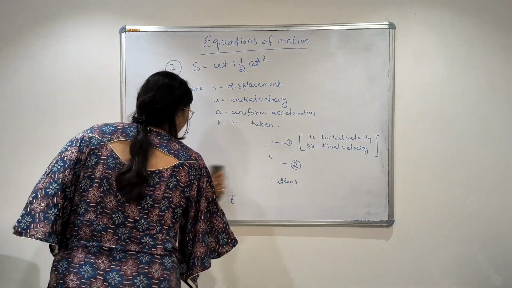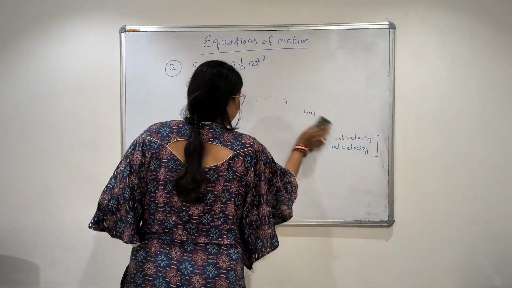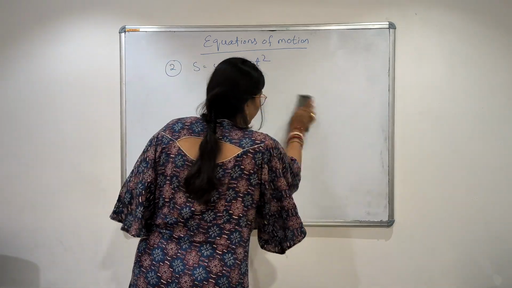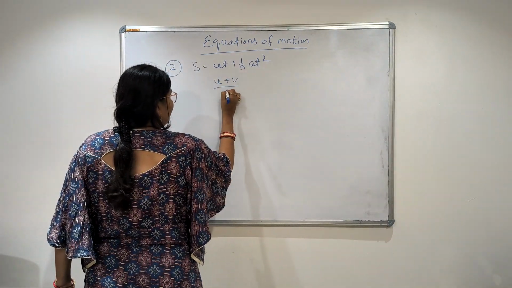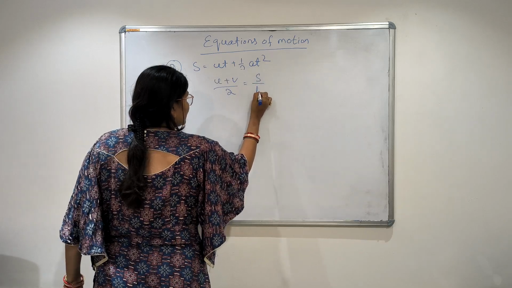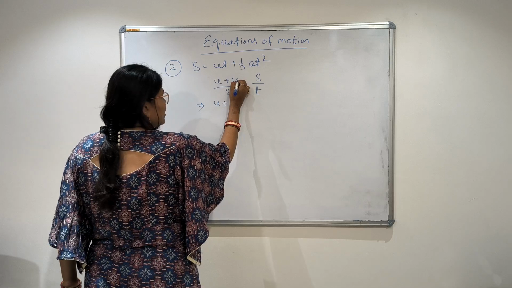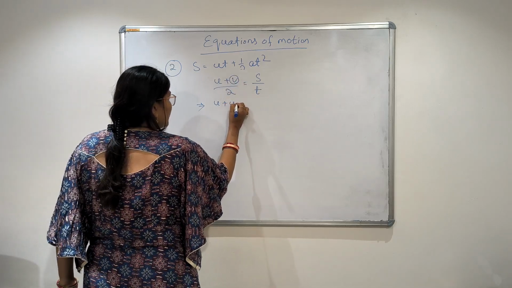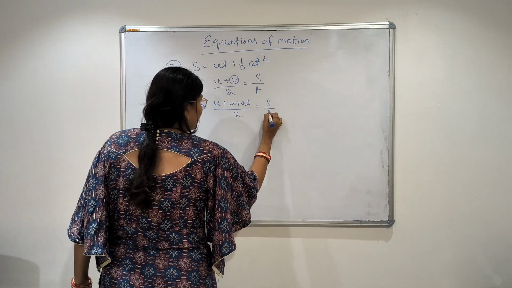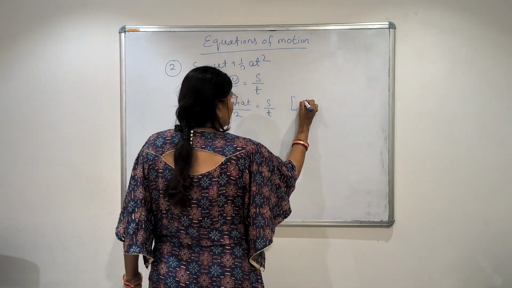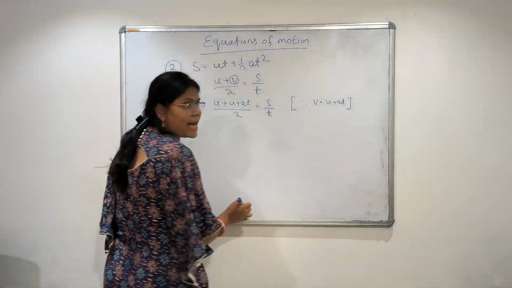Now, so what is the equation? U plus v by 2 is equal to s by t. This implies u plus, from the first equation we know that v is equal to u plus at, divided by 2 is equal to s by t. Here we have to write that since v is equal to u plus at, we know from the first equation.